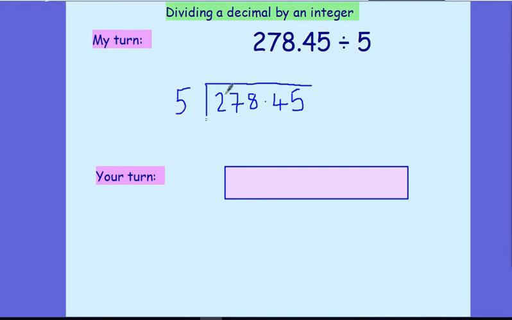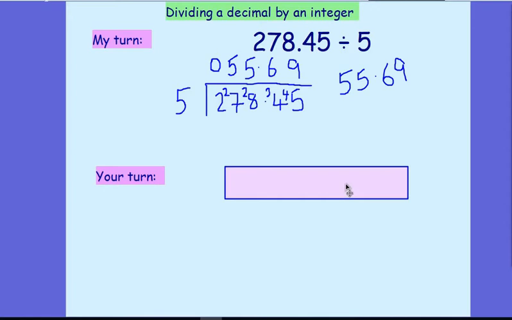The number of 5s in 2 is 0, remainder 2. The number of 5s in 27 is 5. Remainder 2. The number of 5s in 28 is 5, remainder 3. The number of 5s in 34 is 6, remainder 4. And the number of 5s in 45 is 9. So that gives us 55.69.